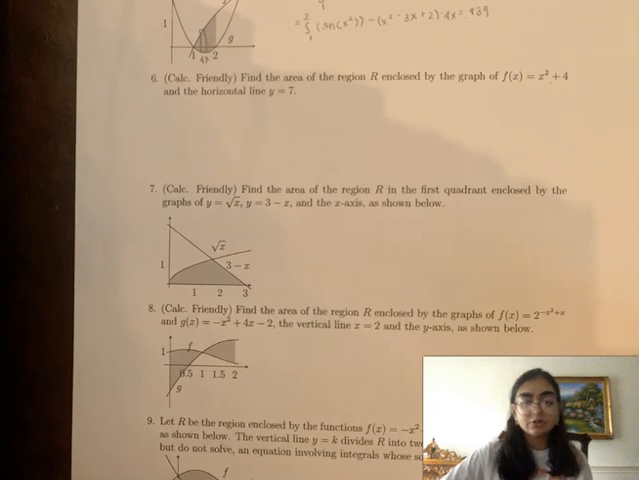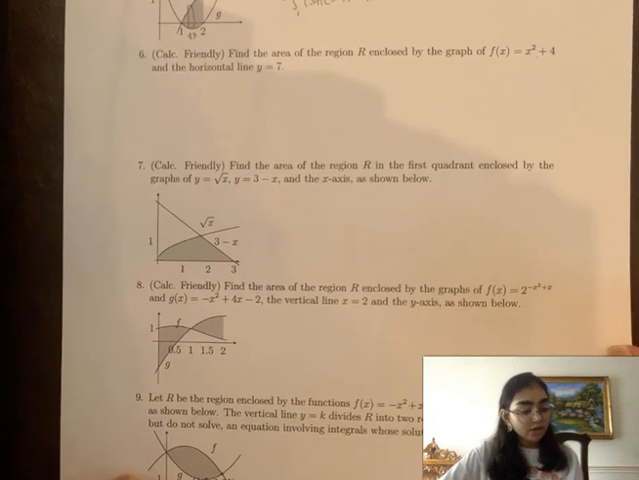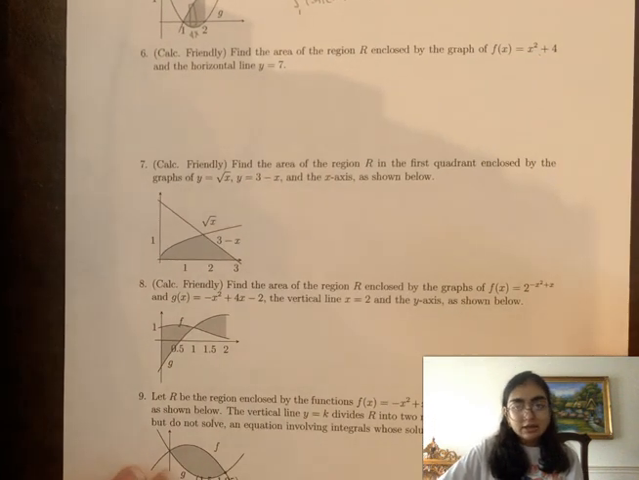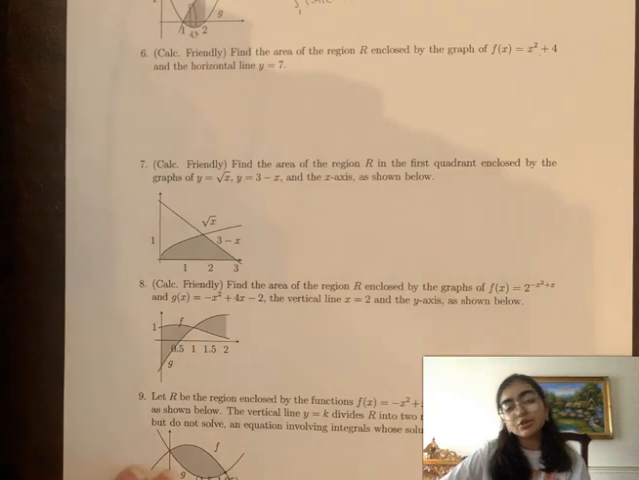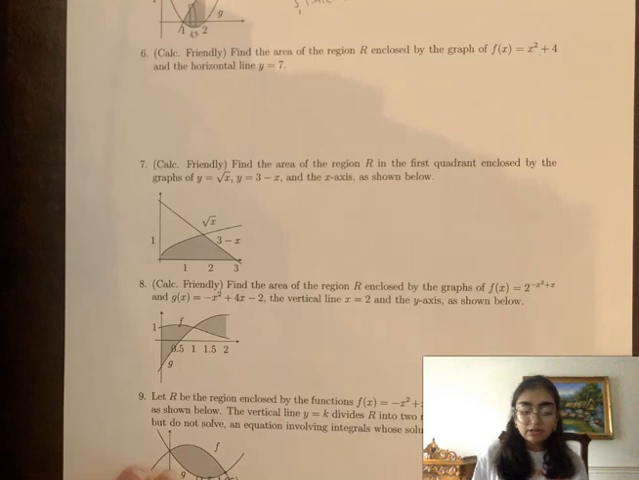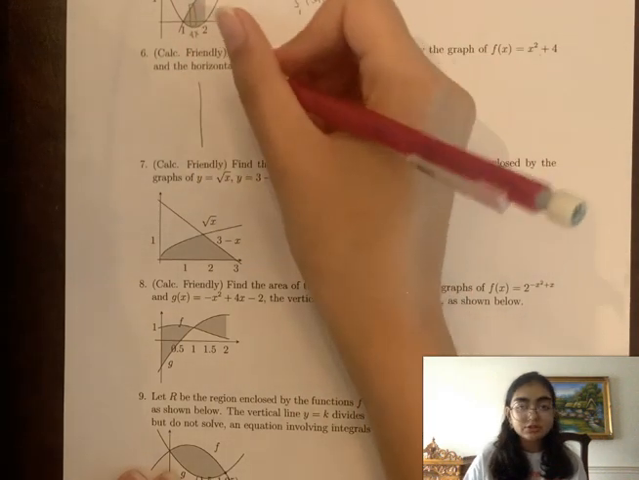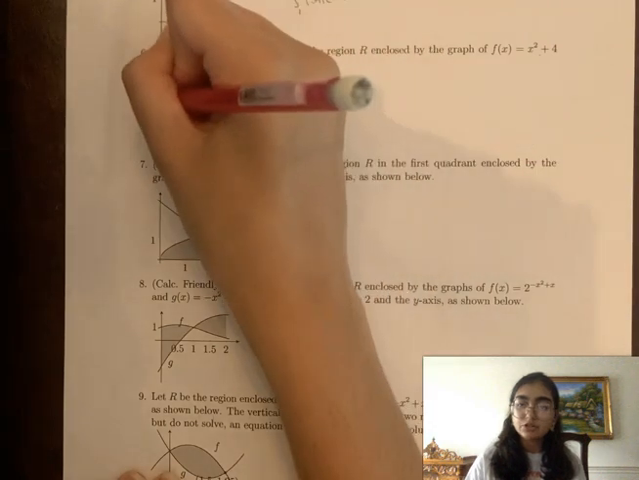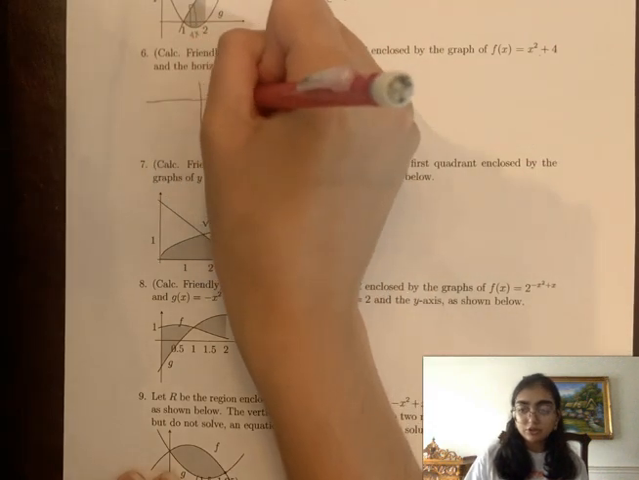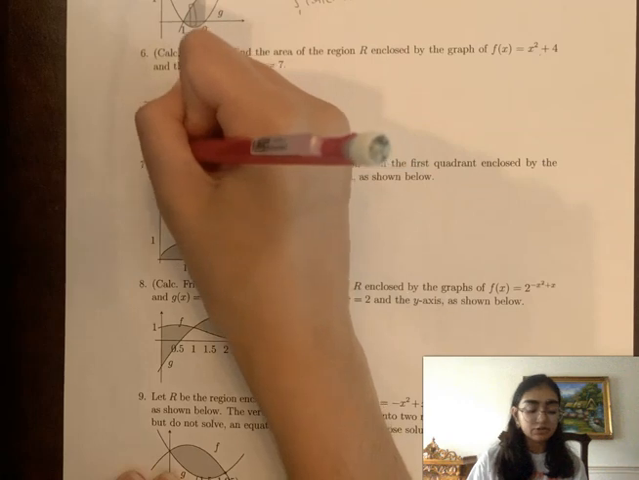On number 6, we are not given a graph. I elected to just go ahead and draw the graph on my piece of paper, but since you can use a calculator in these problems, you can just go ahead and graph these two functions on your calculator if you have a graphing calculator.